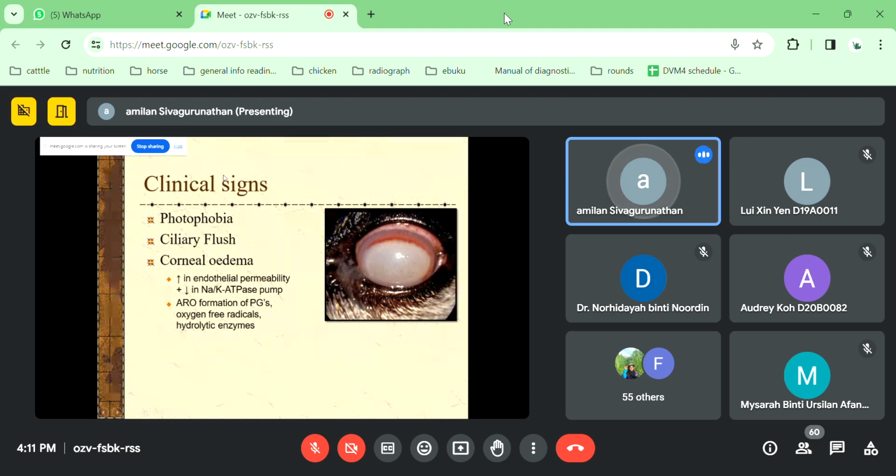So some of the clinical signs of uveitis include photophobia. That means the inability to tolerate light. They become very light sensitive. They have a ciliary flush. This is the fine brush border vessels on the cornea. And of course, the corneal edema, where the cornea starts getting cloudy, right?